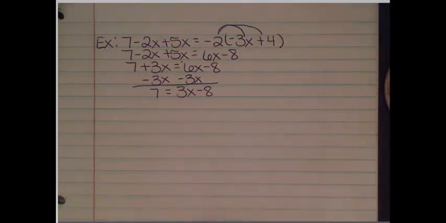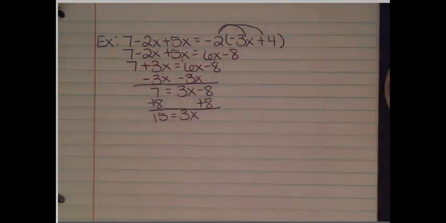Still trying to get the x by itself. Need to add 8. That leaves me with 15 equal to 3x. Gotta get that 3 away from that x. Let's divide that 3 out. So it leaves me with 5 equals x.